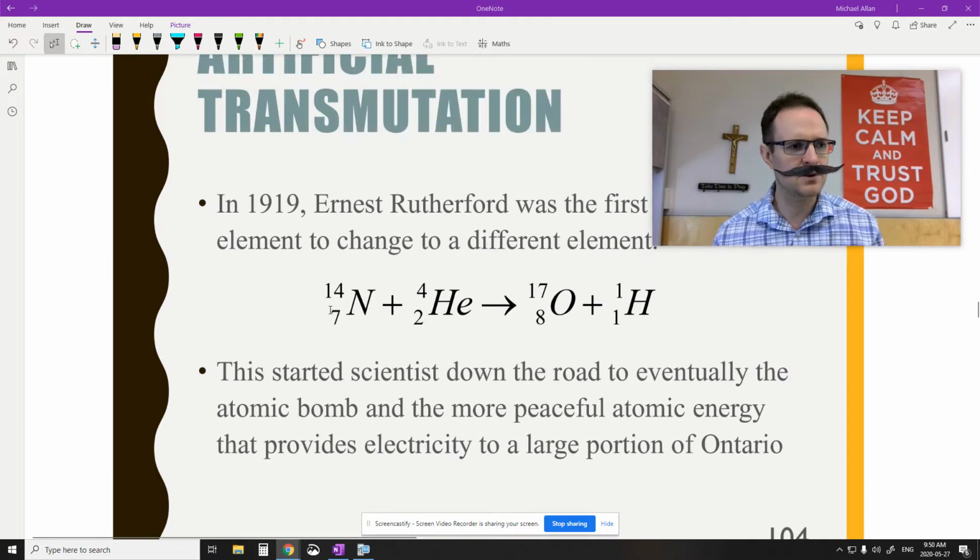Now, everything holds true. You can see on the bottom here, 7 plus 2 is 9, 8 plus 1 is 9. Everything on the top is the same, so 18 on the left-hand side, 18 on the right-hand side. So all the nucleons are balanced out here, and all the charge is balanced out on the bottom. In this case, we're just talking about protons.